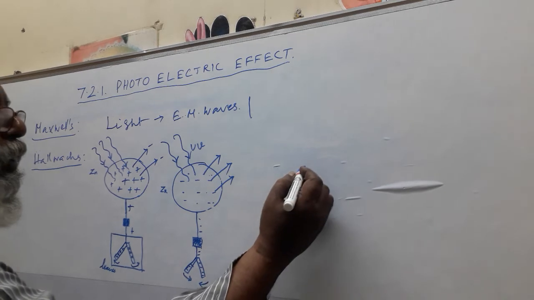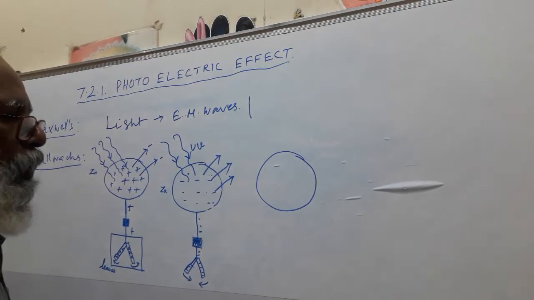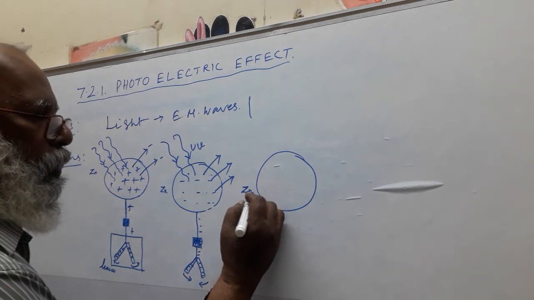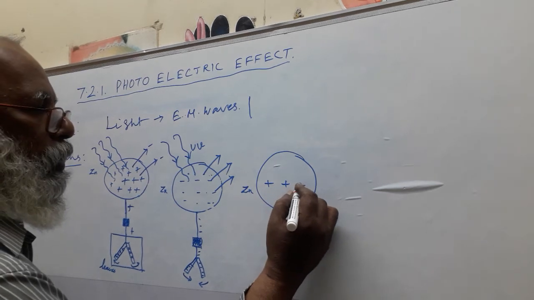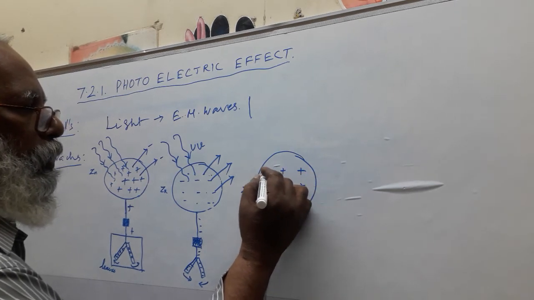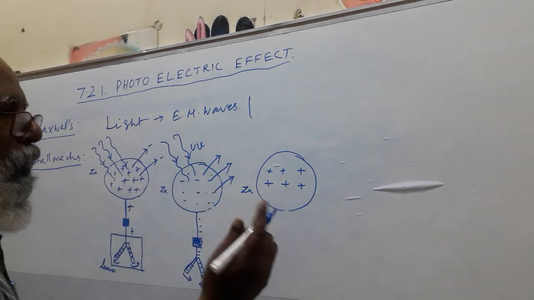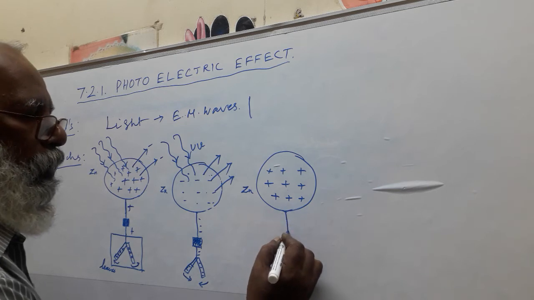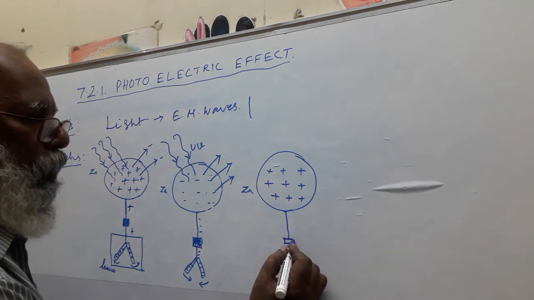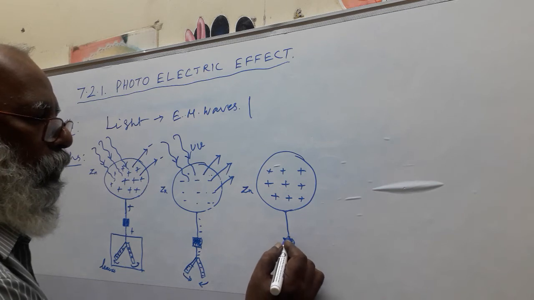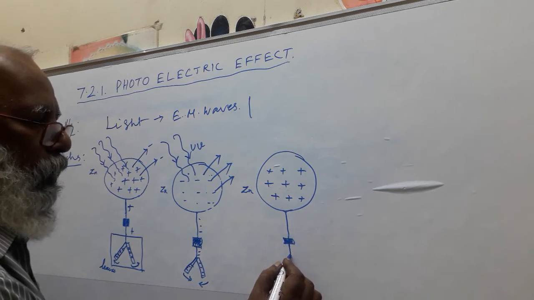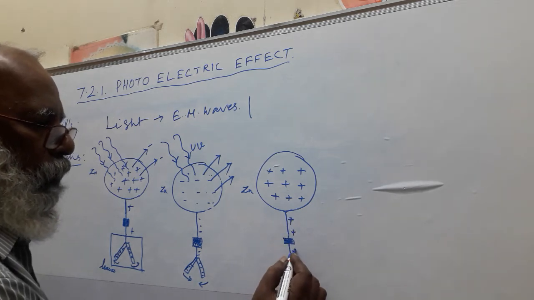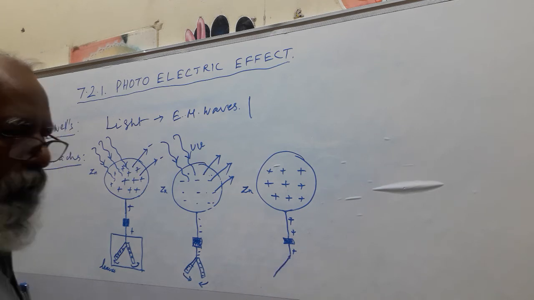Thirdly, he again conducted the same experiment. The zinc plate is already positively charged; not initially positively charged as in the first case, but in the third case we already gave positive charge. The gold leaf or the conducting wire conducts these positive charges to the gold leaf electroscope.